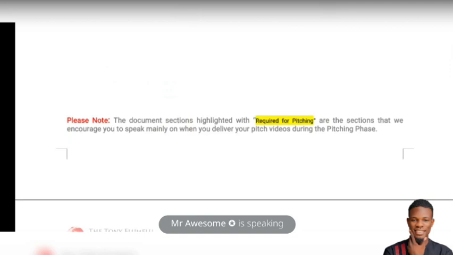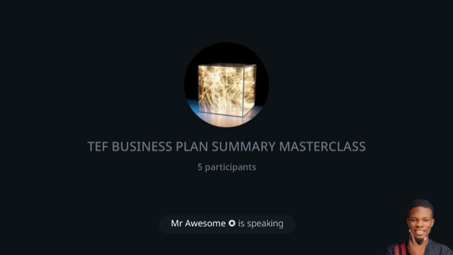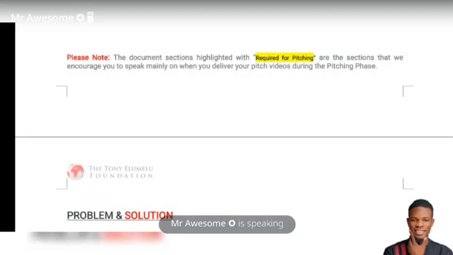Okay, so they said, please note, the document sections highlighted with a yellow background, required for pitching, are the sections that you will mainly speak on when you deliver your pitch videos during the pitching phase. Meaning, in this document, just like here, we'll find areas that are highlighted in yellow. You're going to do a pitching video after this stage, and you're going to send in your video pitches to TEF. So they're giving you a kind of expo now. The areas highlighted in yellow are what you will need when you're asked to submit your pitch video. Meaning the only thing you should focus your pitch video on is talking about the areas in yellow. Okay, so that's aside.